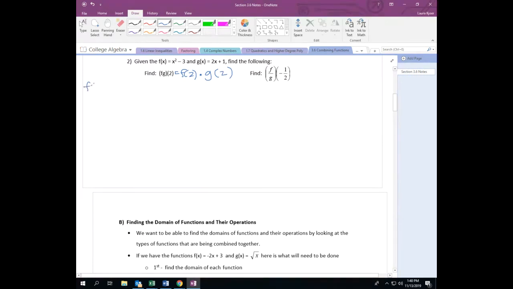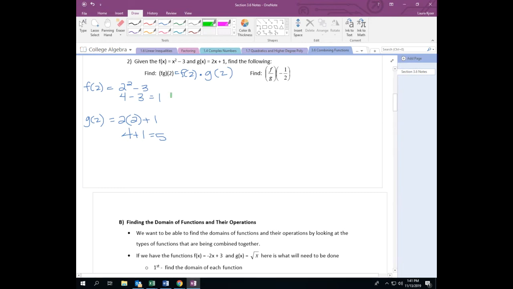So I'm going to start with f of 2. And f of 2 plugs 2 into the f function. So 2 squared minus 3 is 4 minus 3, which is 1. And then we do g of 2 as well. And we get 2 times input 2 plus 1. 2 times 2 is 4, plus 1 is 5.